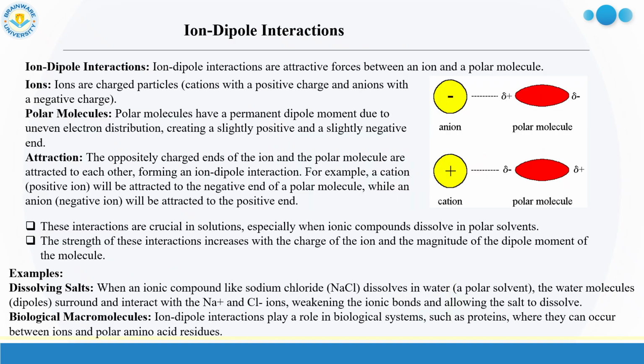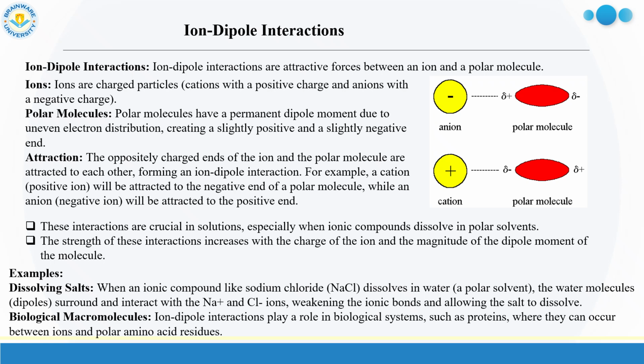Next is ion-dipole interactions. Ion-dipole interactions are attractive forces between an ion and a polar molecule. So what are ions? Ions are charged particles. Positively charged particles are known as cations and negatively charged particles are known as anions. And what is a polar molecule? Polar molecules have a permanent dipole moment due to uneven electron distribution or charge distribution, creating a slightly positive and a slightly negative end. The oppositely charged ends of the ion and the polar molecule are attracted to each other, forming an ion-dipole interaction.